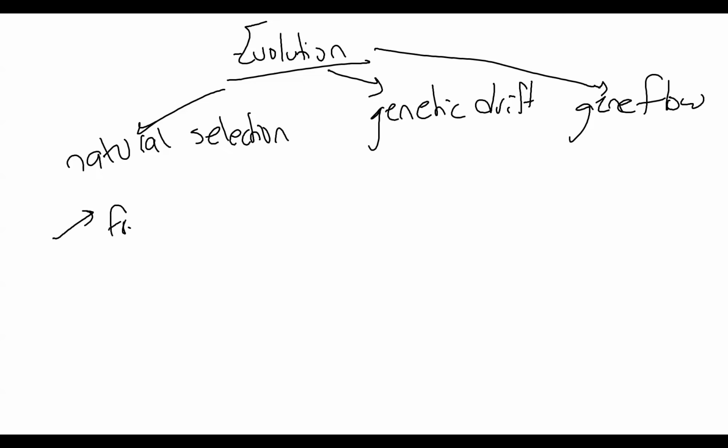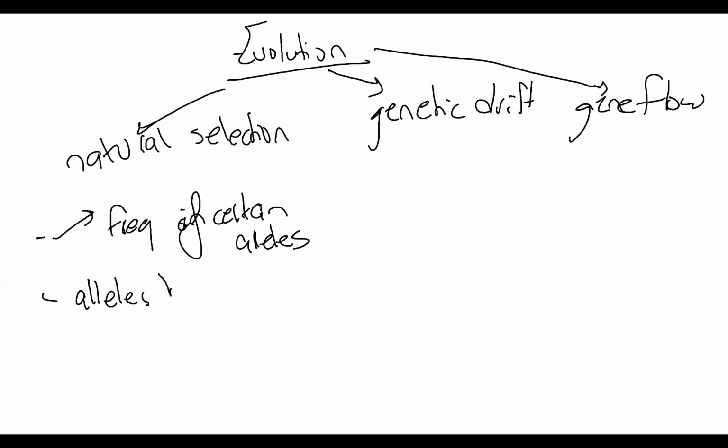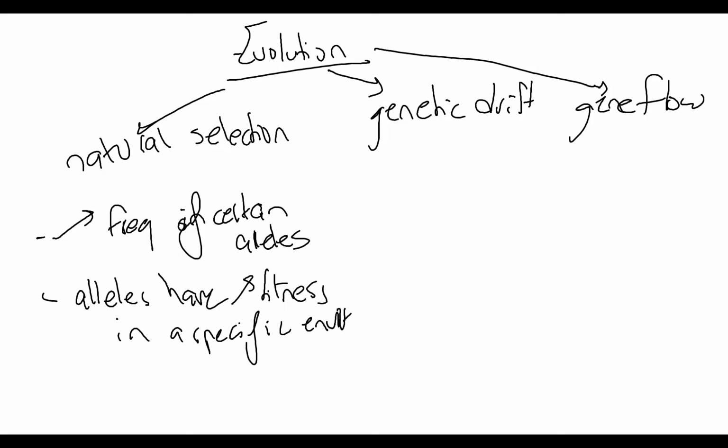So high frequency of certain alleles have high fitness in a specific environment. Genetic drift is allele frequency changing randomly. So allele frequencies change randomly.